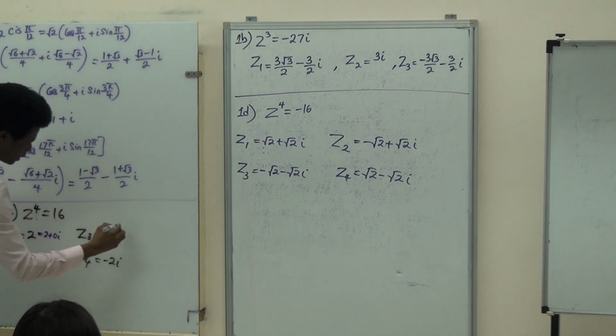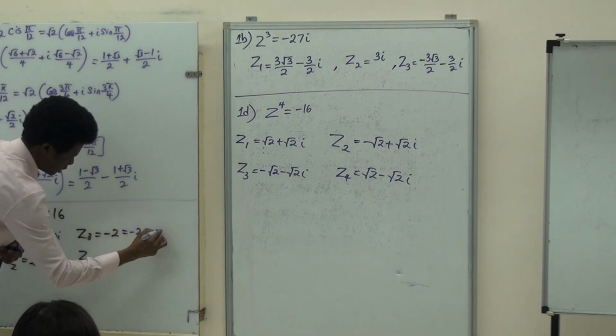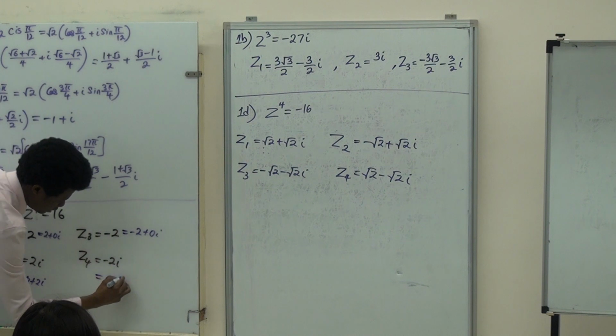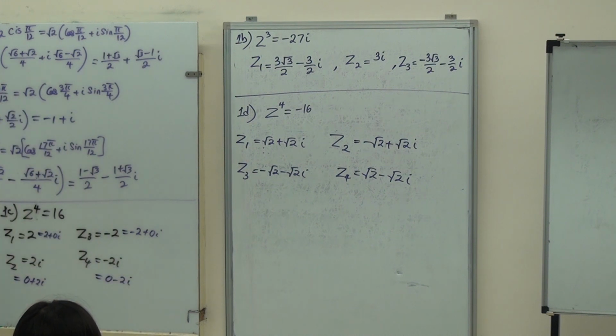Is it safe to write this as 2 plus 0i? Yes. And this as minus 2 plus 0i? Yes. And this is 0 plus 2i? Yep. And this is 0 minus 2i? Okay, we're coming up with something.